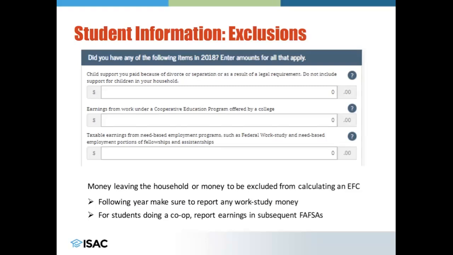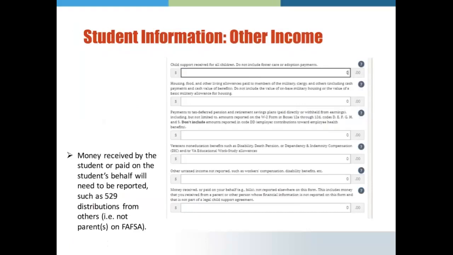And then remember that 529 plan? The bottom says money received or paid on your behalf, for example, bills not reported elsewhere on this form. This includes money that you receive from a parent or other person whose financial information is not reported on this form and is not part of the legal child support agreement. So my niece, when she goes to college, she will report how much I gave her, but this is for 2018. She's a freshman next year, 2020. When she does her FAFSA in October of 2020, that's going to be for the 2021-2022 year. They're going to ask for information in 2019. I didn't give her anything in 2019. So she actually won't have to report the 529 distributions that I gave to her until her FAFSA for her junior year. Kind of an aside.